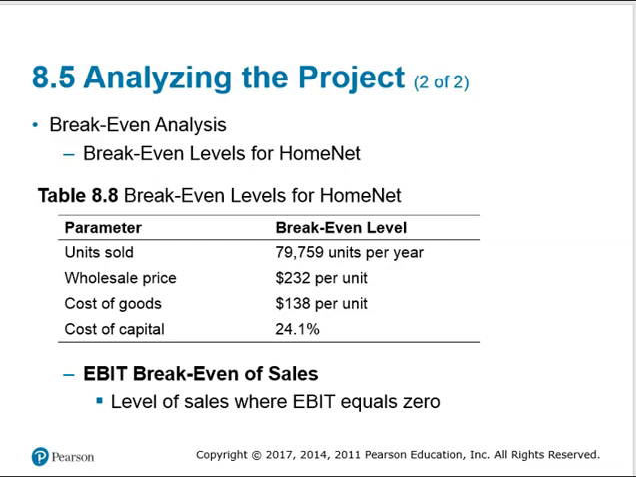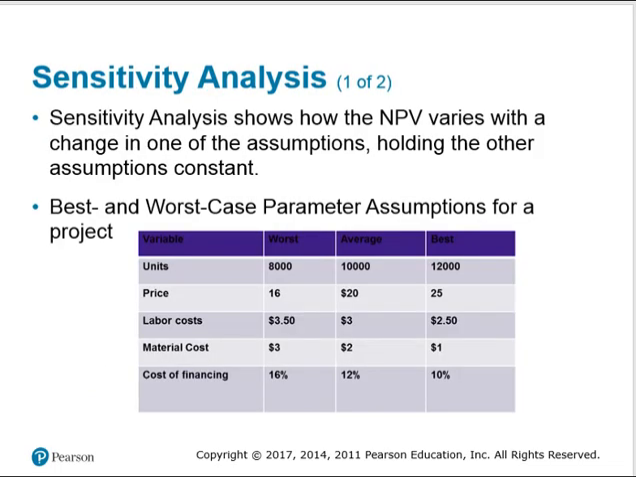You also could do the level of sales where EBIT equals zero. Again, in our statements for a particular year, you plug in EBIT equal to zero as your objective, and then change the sales number to find out how much sales you need in order just to break even, or have EBIT equal to zero.